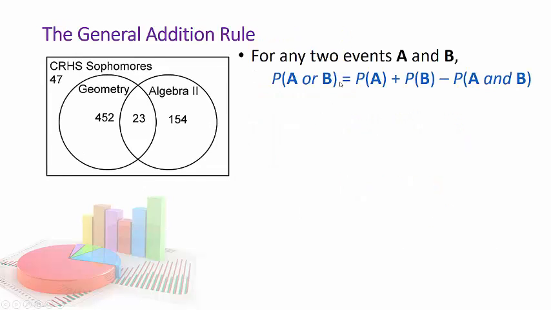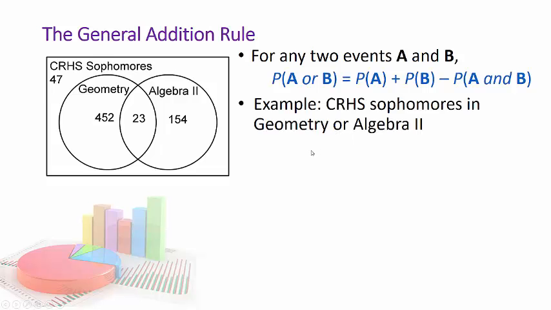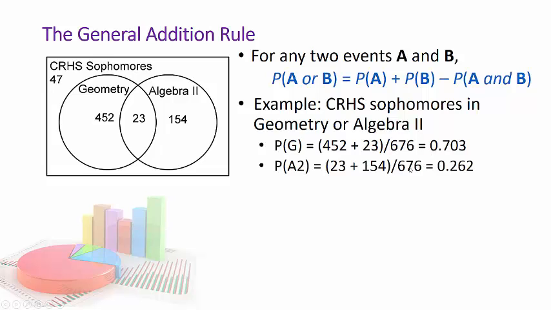So instead of just saying probability of A or B equals probability of A plus probability of B, we subtract out the double counting. So in this example, I would say, okay, the probability of geometry, there are 477, that's 0.703, or 70.3%. The probability for algebra 2 is these 23 plus 154 over 676. And then the probability of both is 23 out of 676, or 0.0304.